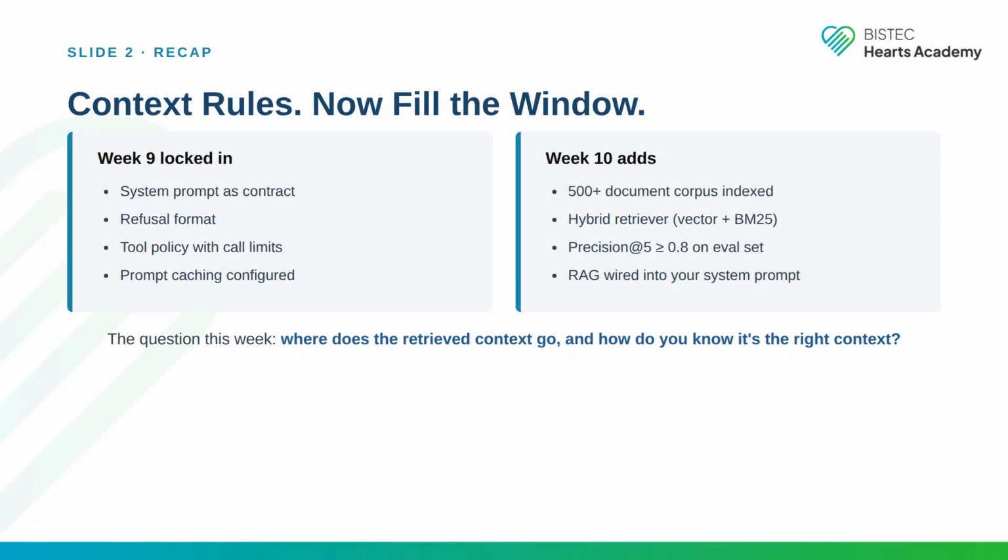Week 9 locked in the system prompt contract, refusal format, tool policy with call limits, and prompt caching. This week adds a 500-plus document corpus indexed, a hybrid retriever combining vector and BM25, precision at k=5 of at least 0.8 on an evaluation set, and retrieval-augmented generation wired into your system prompt.